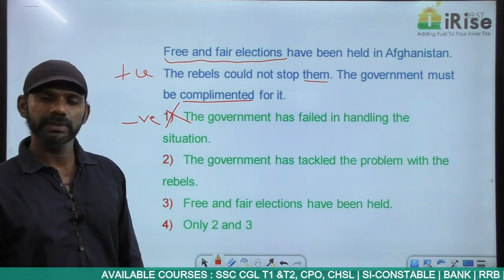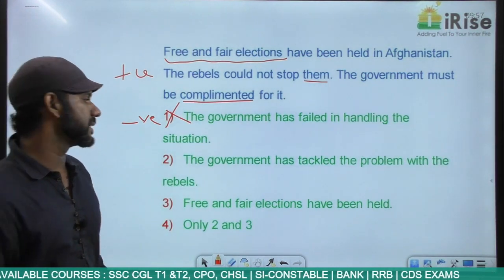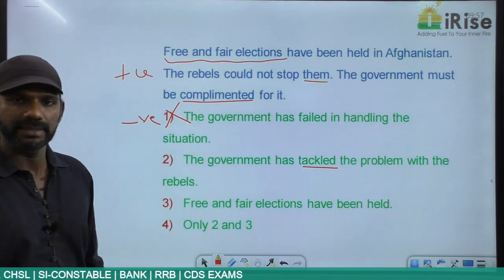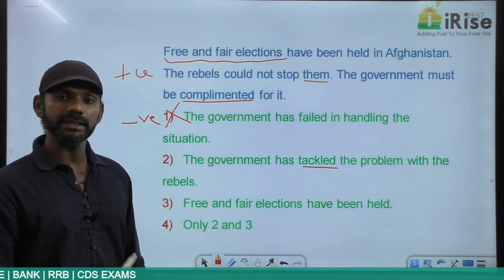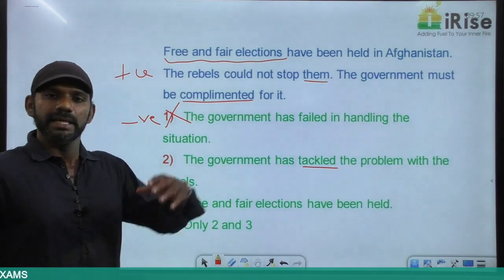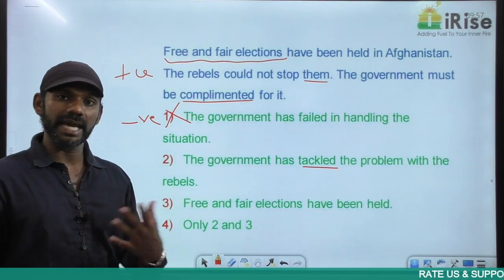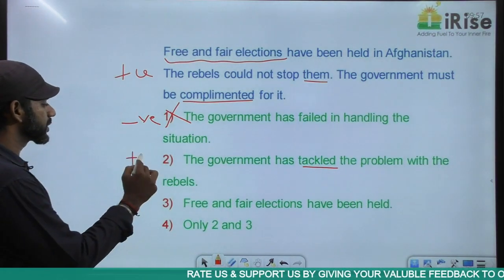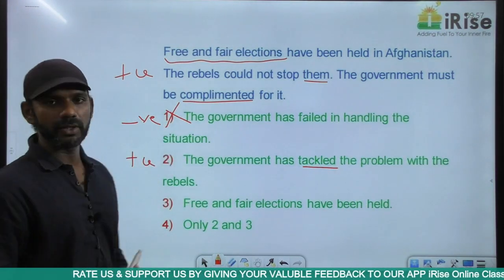Come to option 2. The government has tackled. Tackled means handled, managed, dealt with. The government has tackled the problem with the rebels. Problem is negative. Tackling the problem, solving the problem is positive. So option 2 is positively charged. Positive and positive go together.